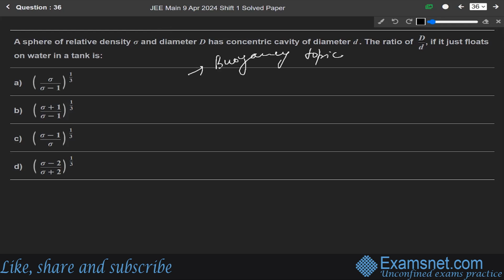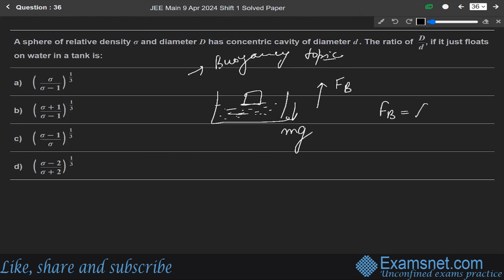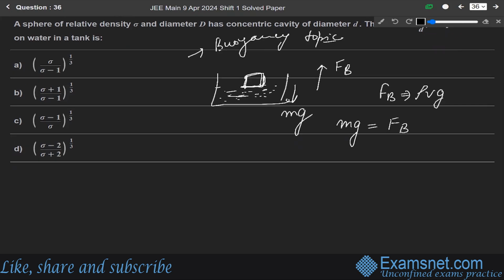According to this question, let us say this is the water and a sphere is floating on it. The sphere exerts a downward force mg, and an upthrust force Fb, which is the buoyancy force. This Fb will be equal to rho V g, density into volume into gravity. For the sphere to float on the water, the downward force must be equal to the upthrust force Fb. This is the mass m.